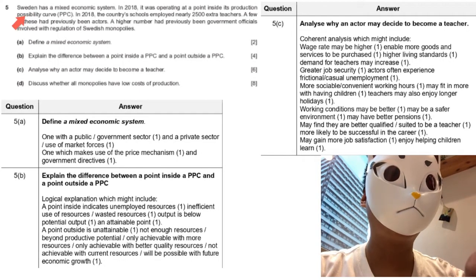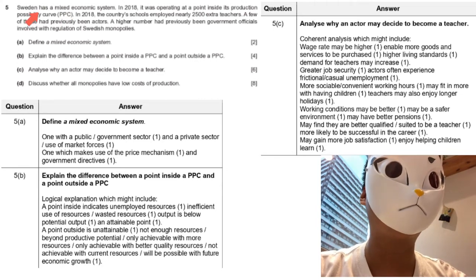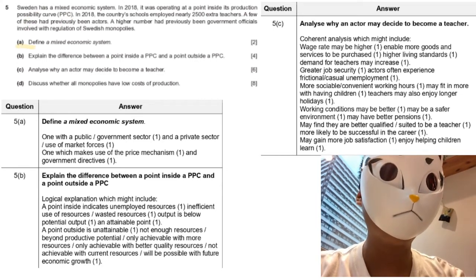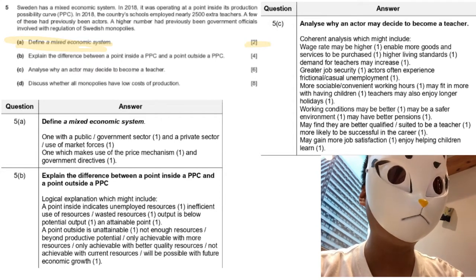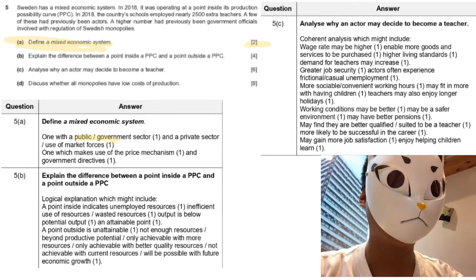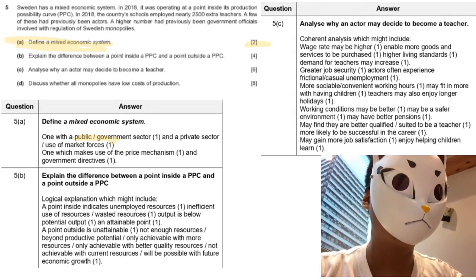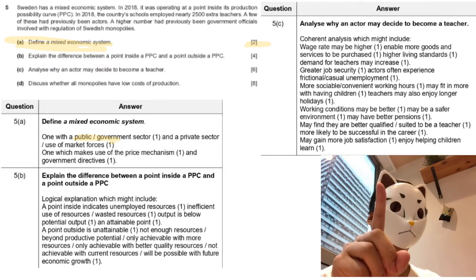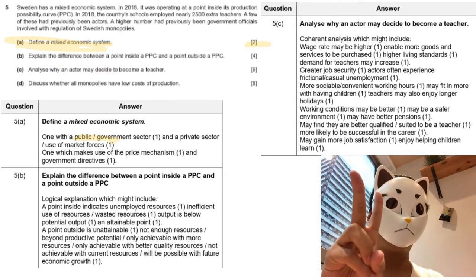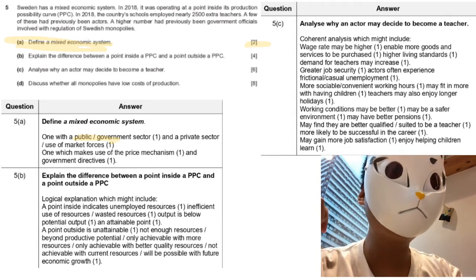Now question 5. It talks about the mixed economic system adopted by Sweden. In part A we have to define it. The definition is 2 marks. Of course, 1 mark goes to public and government, and another mark goes to the market mechanism, or we call it private. So 1 mark for the government, 1 mark for the private or market mechanism.